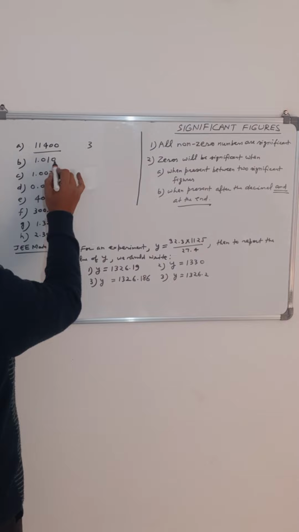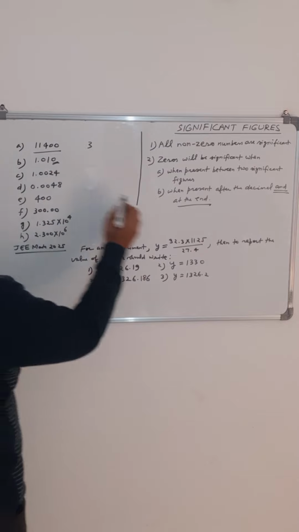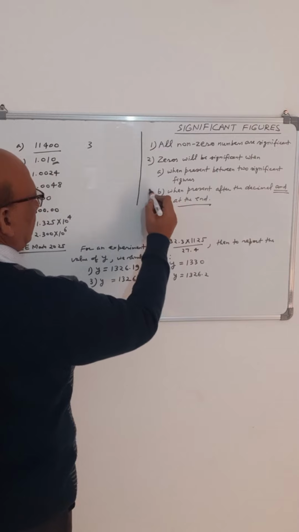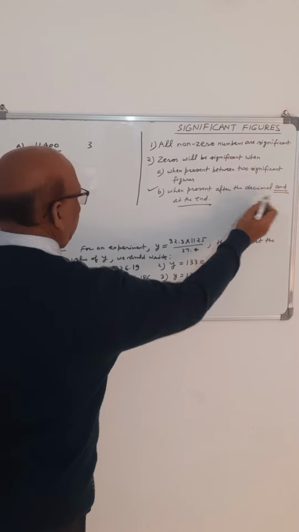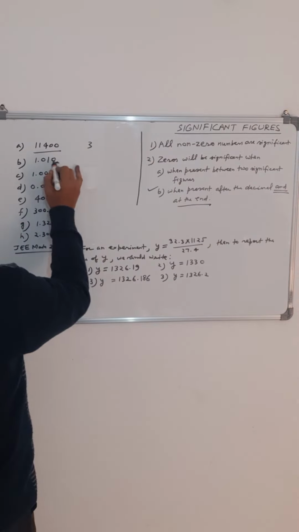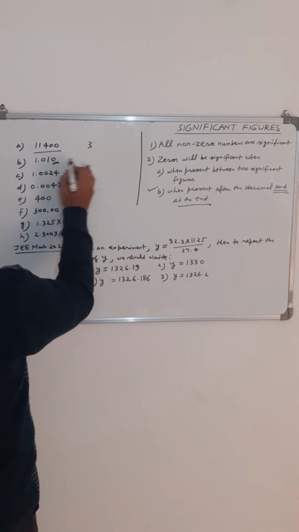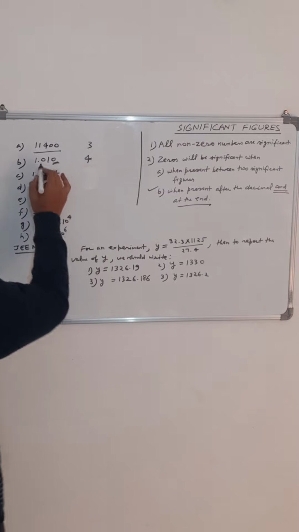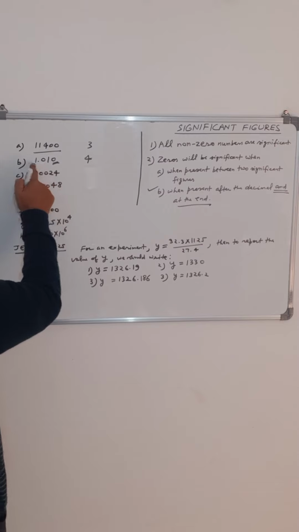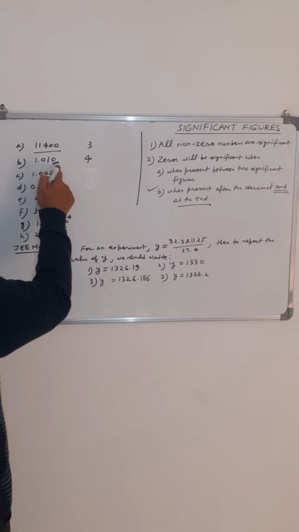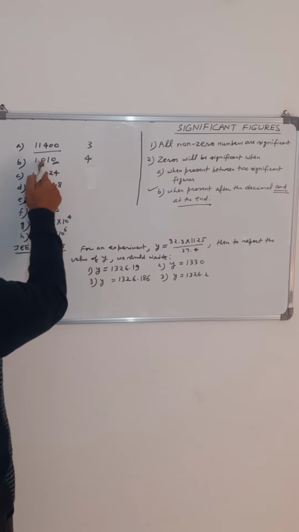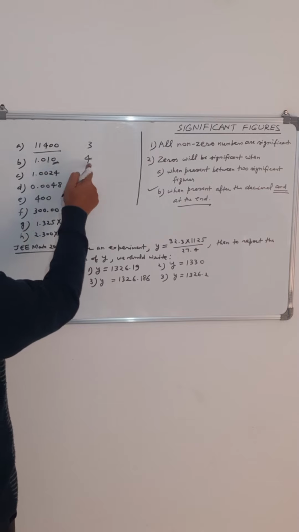Now 1.010. This zero is after the decimal and at the end, so it satisfies condition B, that is, when present after the decimal and at the end. So all four figures will be significant, so it will have four significant figures. This other zero is significant because it is present between two significant figures. So four numbers are significant.